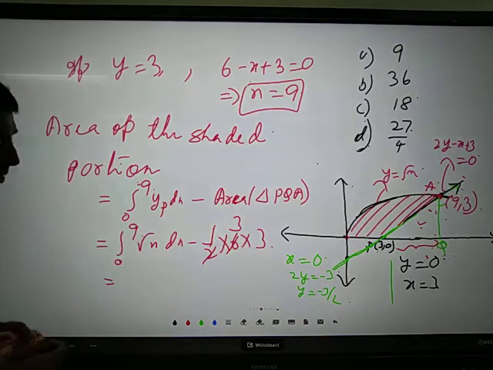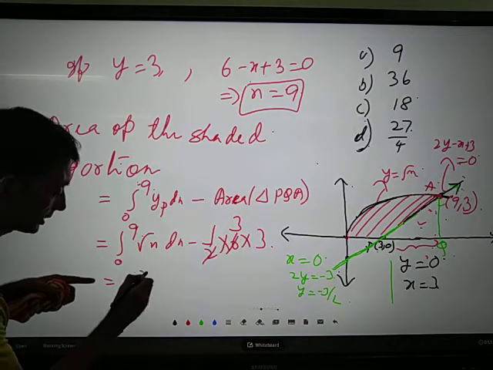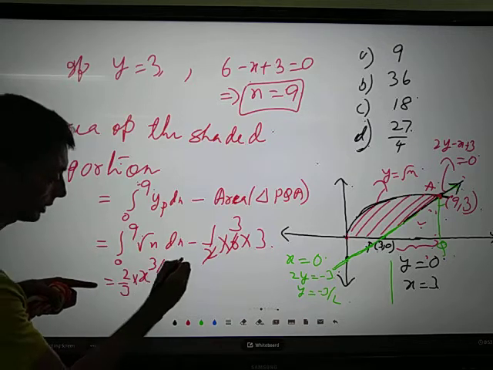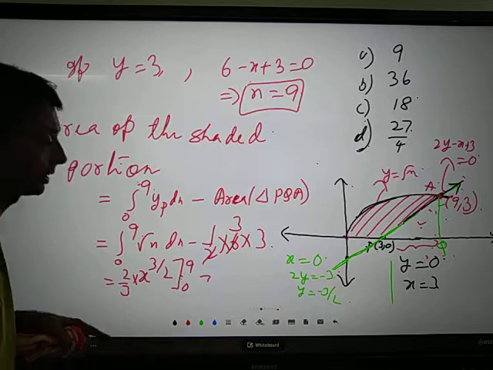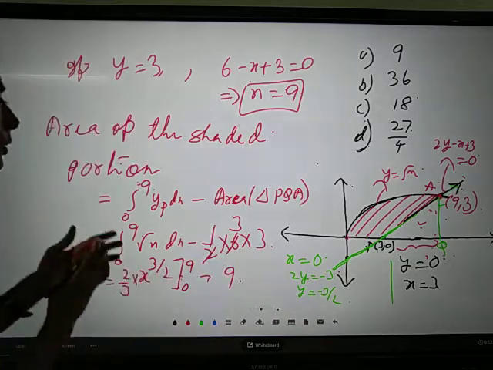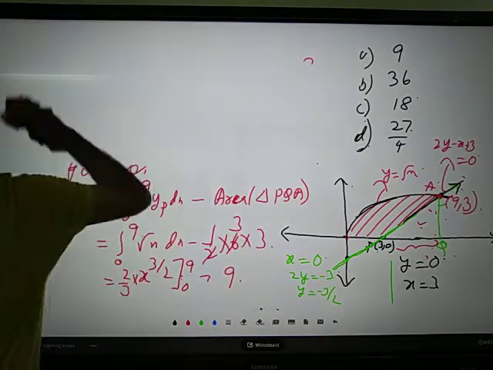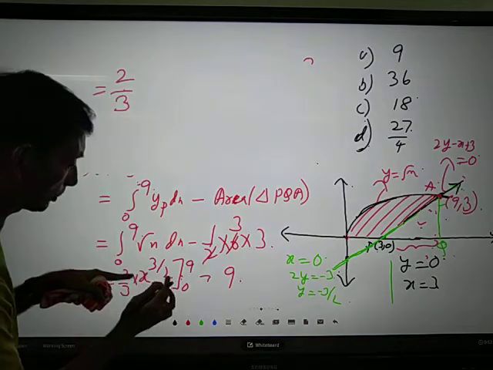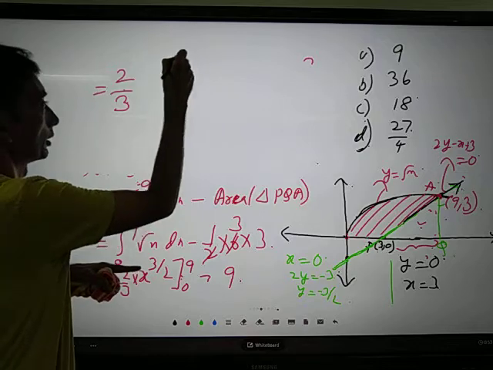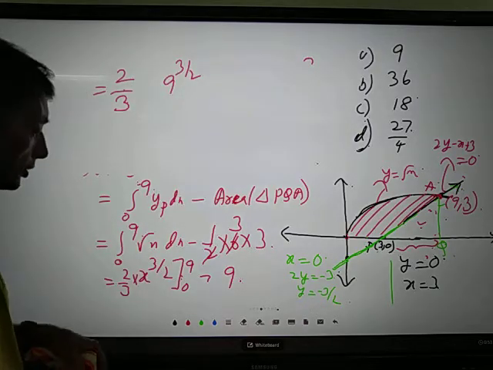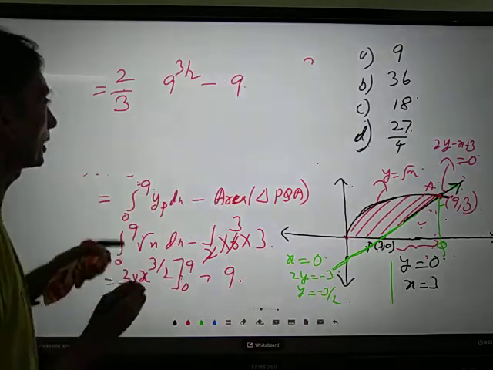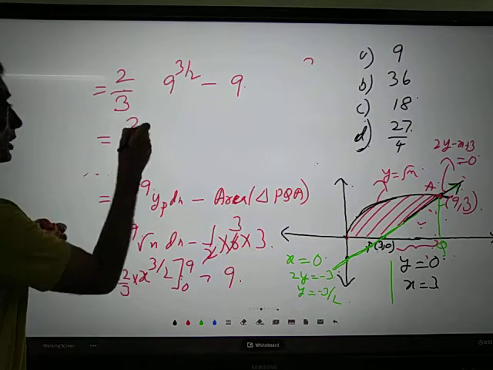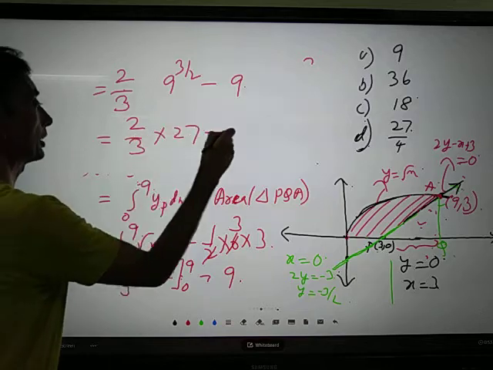So now what is the integration? This is x to the power 3 by 2 multiplied by 2 by 3, from 0 to 9, and minus this is 9. Next, 2 by 3, this is x to the power 3 by 2, that is 9 to the power 3 by 2 minus 9. So what is 9 to the power 3 by 2? 9 can be written as 3 squared, so it's 3 cubed. That is 2 by 3 into 27 minus 9.